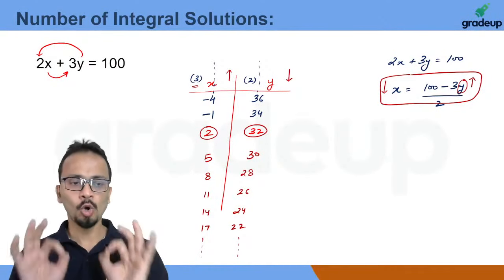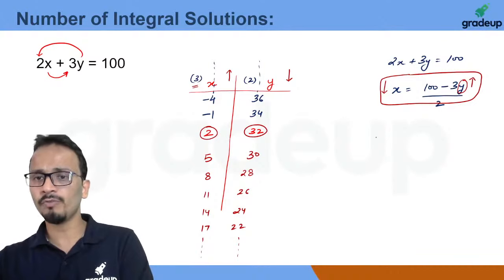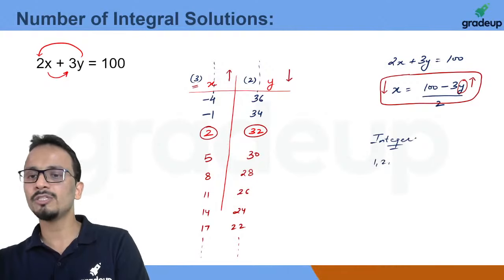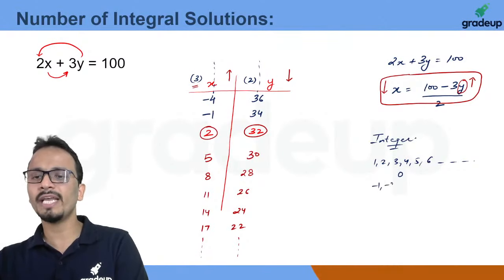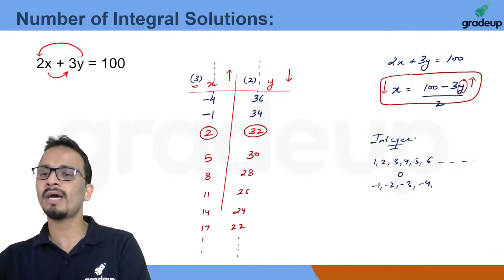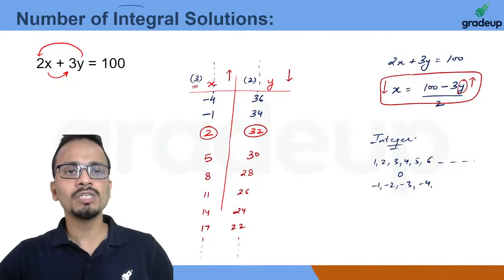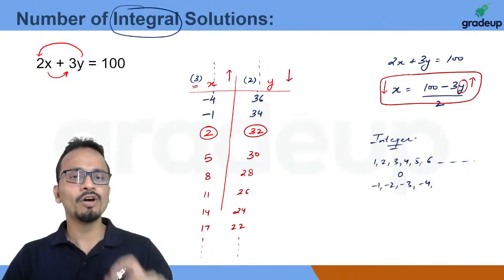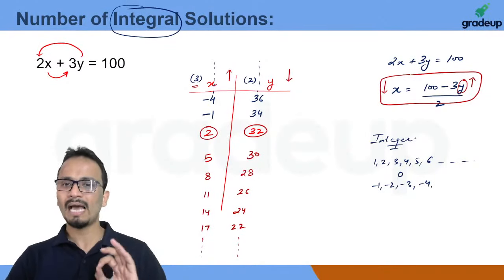If I'm talking about the total number of integral solutions, friends, I hope we understand what integers are. Integers are 1, 2, 3, 4, 5, 6, and so on, the positive counting numbers, 0, and also the negative of counting numbers: -1, -2, -3, -4, and so on up till infinity. Since I'm talking about the integral solutions for this equation, I can say that the number of integral solutions in this particular case will be infinity. Am I clear?